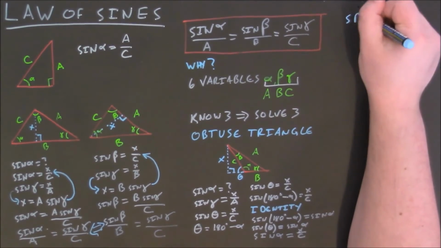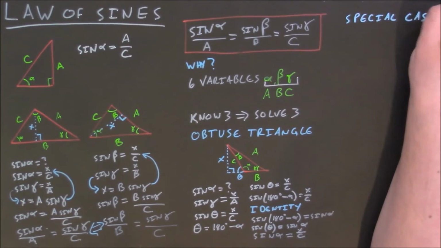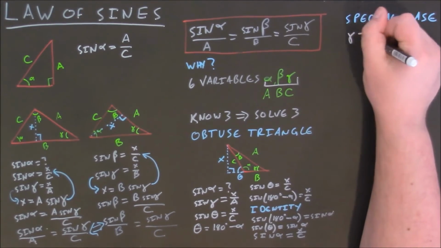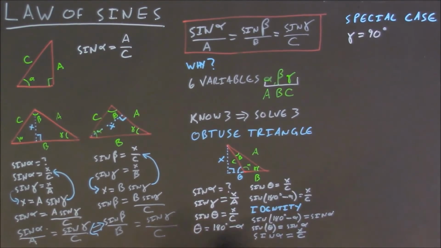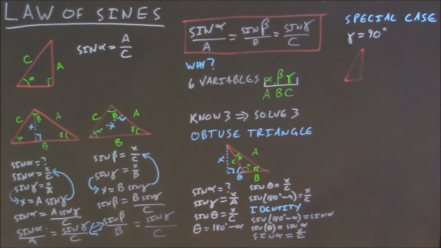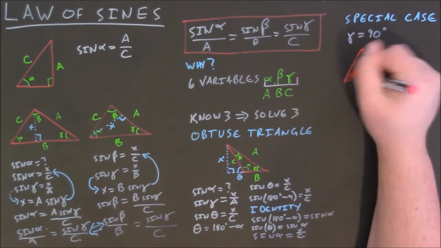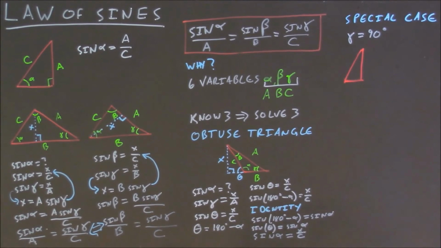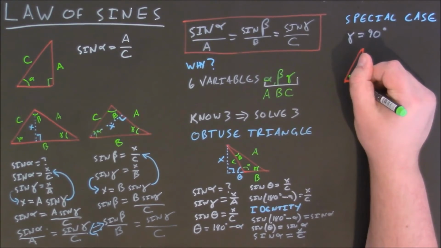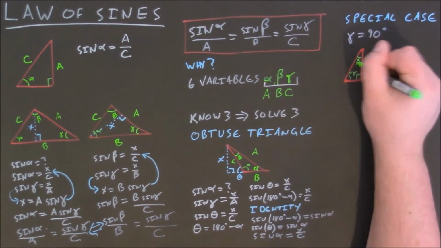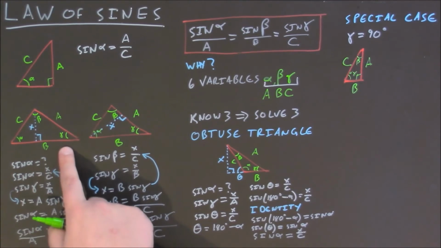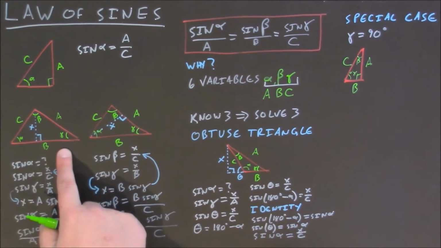Now let's look at one special case. Let's say that alpha, or rather gamma, is equal to 90 degrees. So what does that triangle look like? Let's take this triangle and draw it in such a way that this angle gamma is 90 degrees. And then we have the same angles as before, alpha and beta. And then the same sides as before, A, B, and C. So this triangle is basically this triangle with this side pushed in so that gamma is equal to 90 degrees.